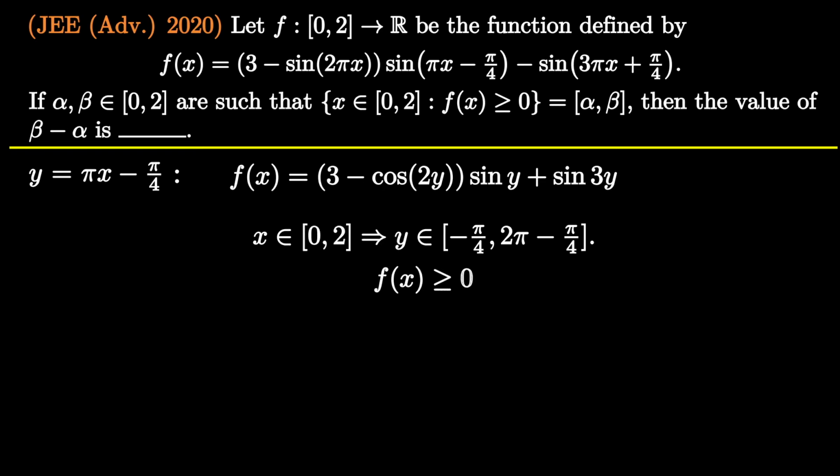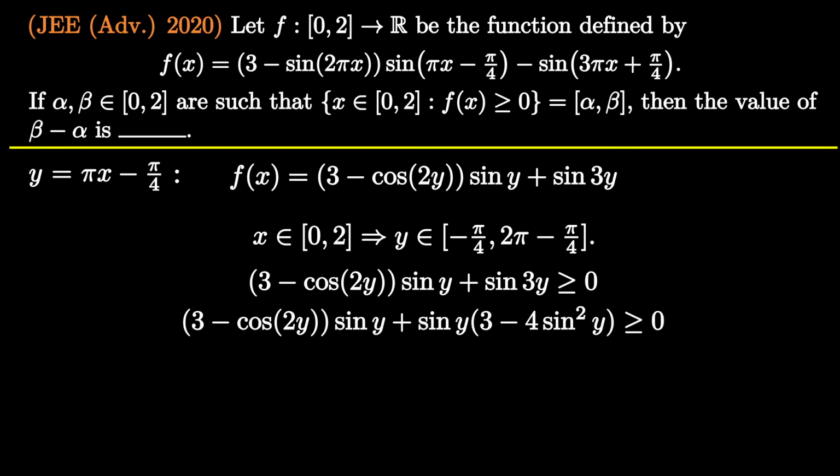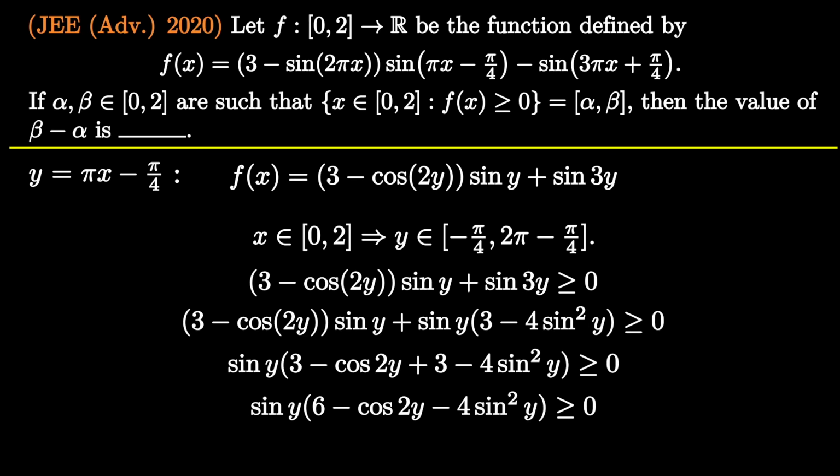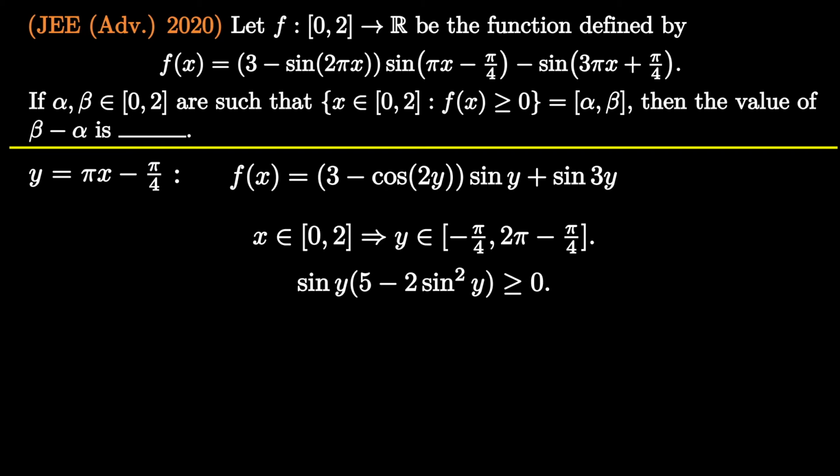Now let's come to the inequality. We simply manipulate the updated f(x) by using the identities of sin 3y and then of cos 2y. Finally, we get the inequality sin y (5 − 2 sin² y) ≥ 0. Notice that the second factor 5 − 2 sin² y is always positive because sin² y is at most 1 and hence this factor is at least 3. Thus we have to solve sin y ≥ 0.